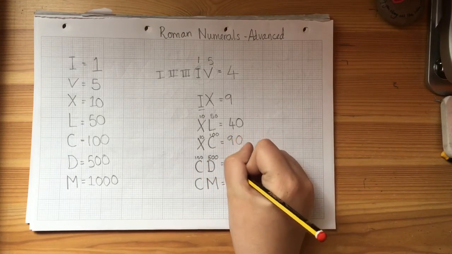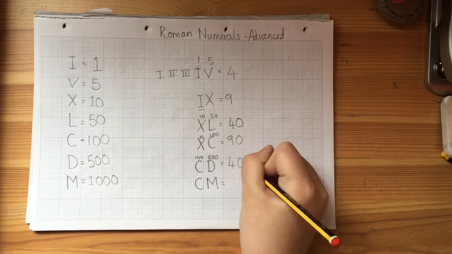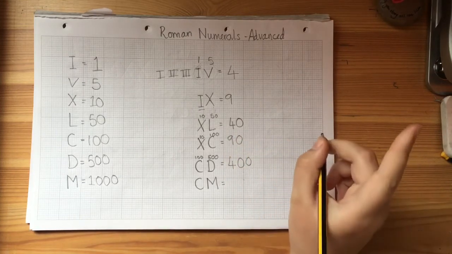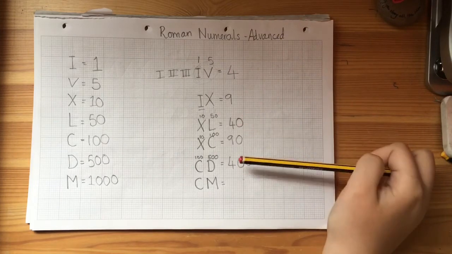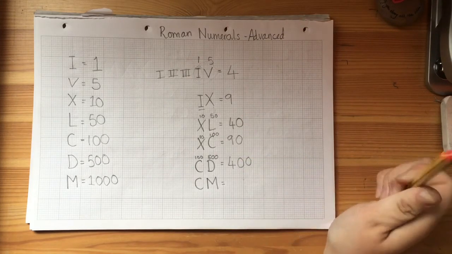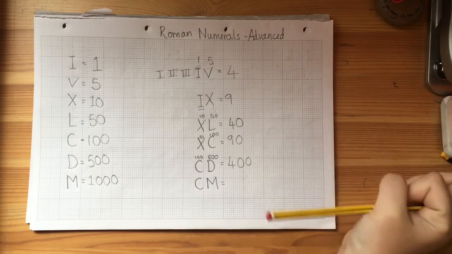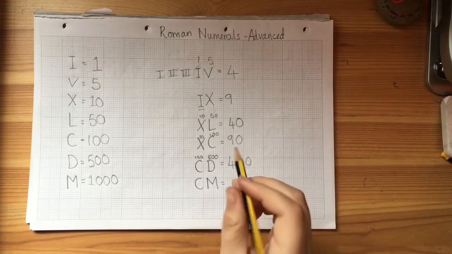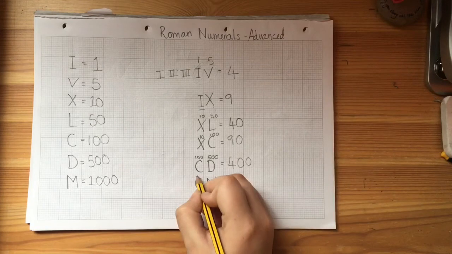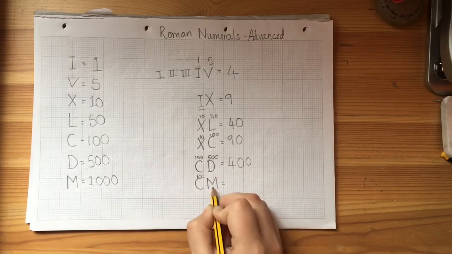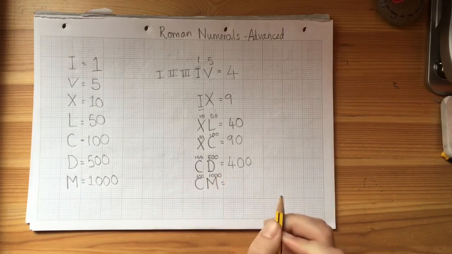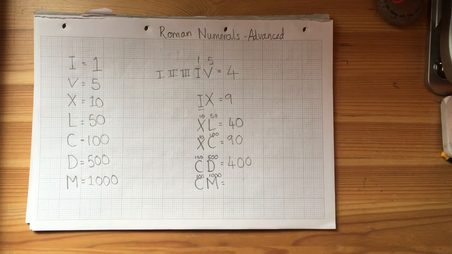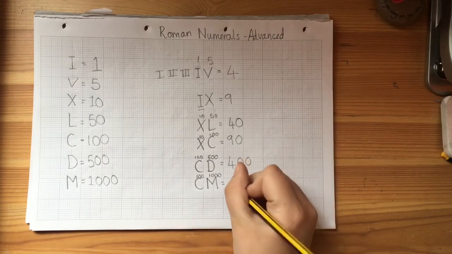So that is 400. Now, my pattern has reoccurred. I've got 4, 40, 400. Same thing, I've got 9 and 90. Let's see if we can finish the pattern, shall we? So C we know is 100. M is 1000. So does anyone know what 1000 take away 100 is? If you said 900, fantastic.